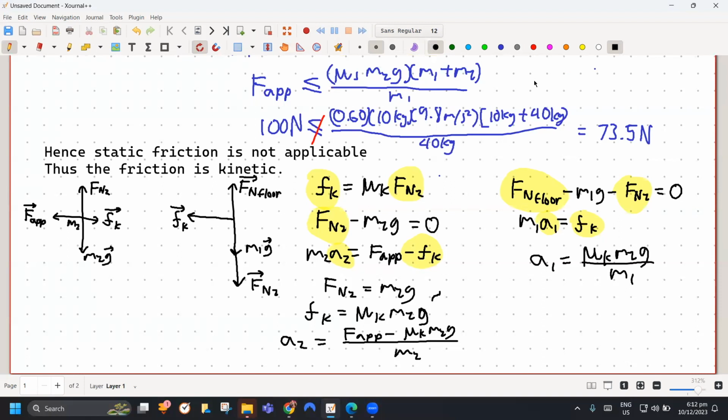Tama yung magnitudes, pero bakit yung directions mo? May directions yan, di ba? Hinihila mo sila pakaliwa, pero yung acceleration, positive. Okay, clear naman. Kailangan, tingnan mo yung second law equations mo.